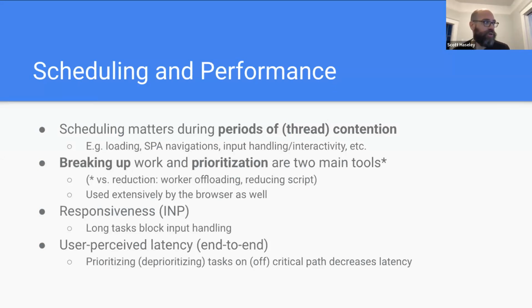So we do see bursty behavior on the web at times, specifically during loading, single page app navigations, periods of interactivity and input handling like typing, et cetera. And this is where we think scheduling can have an impact. So two main tools that we'll talk about repeatedly here for doing scheduling on the web are breaking up work and prioritization.